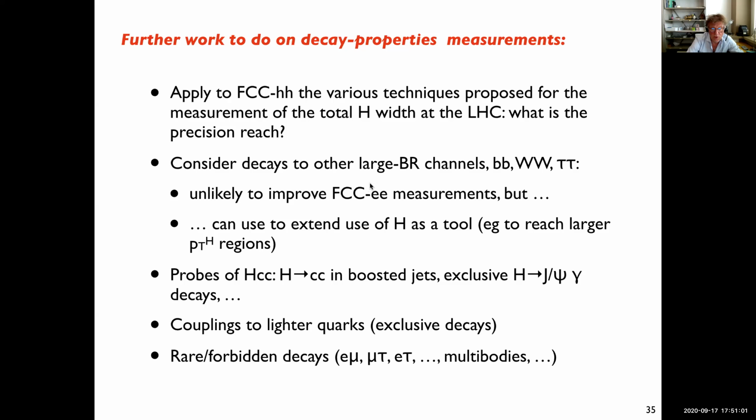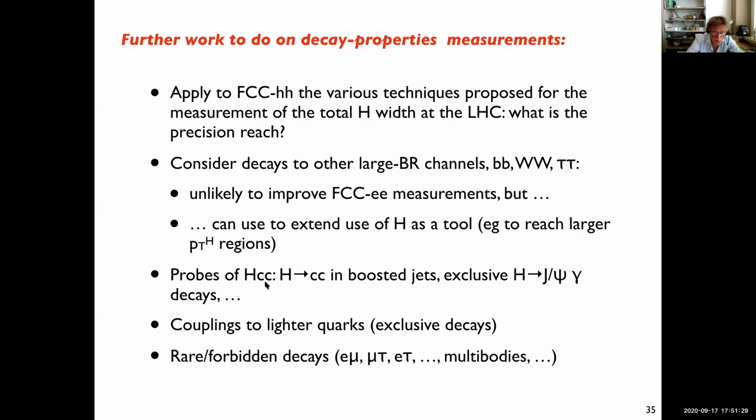We haven't considered the channels with a large branching ratio like bb, WW, ττ. The hadron machine cannot improve what the e+e- machine can do, but if we learn how to work with Higgs to bb, WW, and ττ, then we can use the Higgs as a tool, for example, to get to much larger values of pT Higgs.